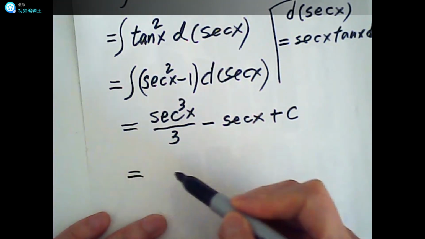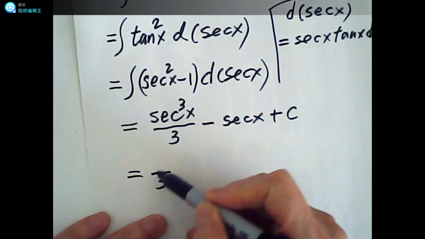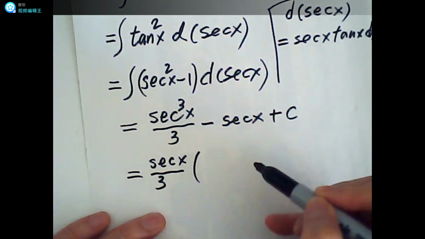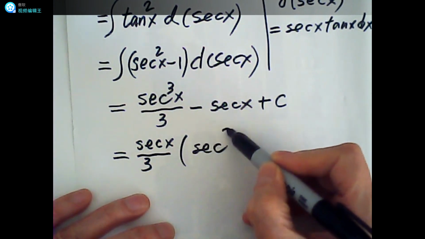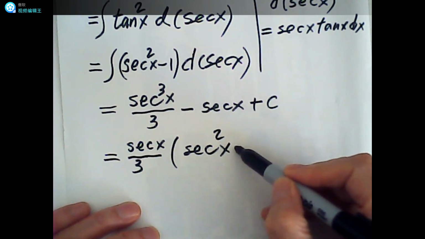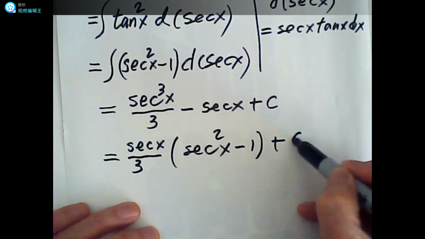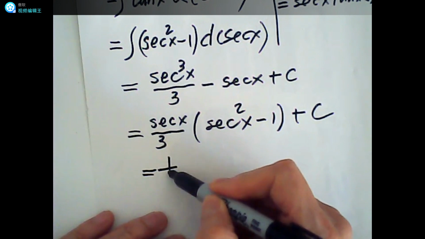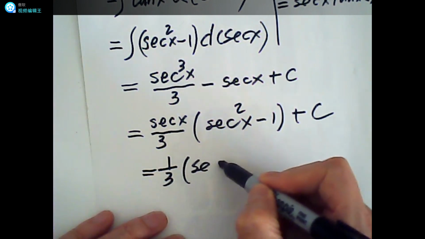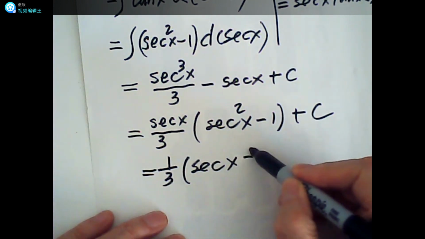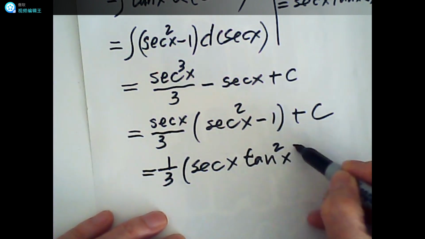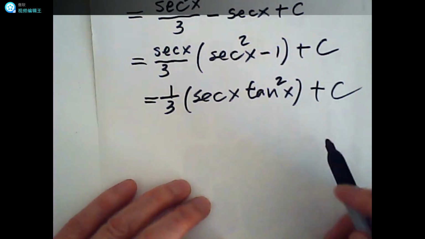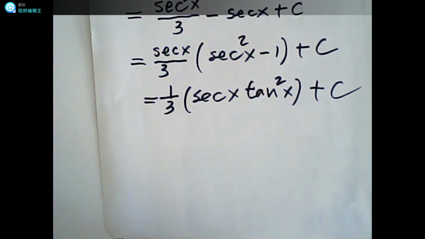Of course, you can simplify this one. Simplify into 1/3 secant x times secant square minus 1, plus c. This is a tangent square. So this is equal to 1/3 secant x and the tangent square x. All right, this is another story. It's algebra. The result is nicer.